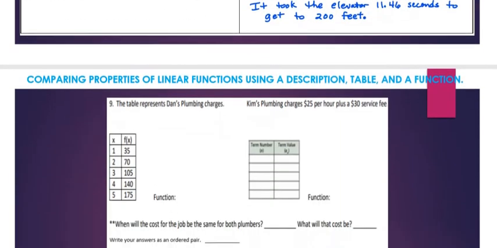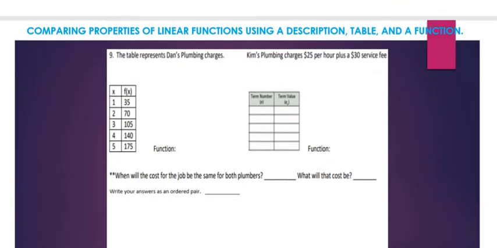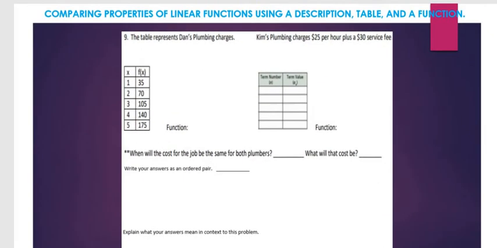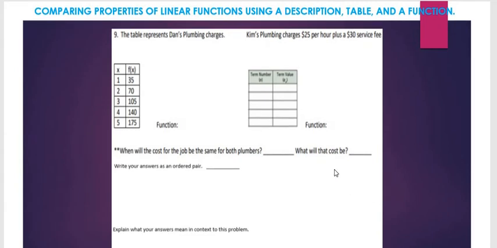Now, look at number 9. You're going to be comparing properties of linear functions using a description, table, and a function. The table represents Dan's plumbing charges. You're going to find your slope for each one of these. So find your ordered pair. Look at your ordered pair. Find the slope for this table right here. Then turn it into slope-intercept form in order to find your b. Substitute it in. Pick any ordered pair, and then write your function.